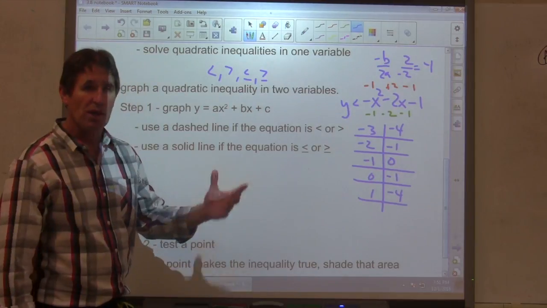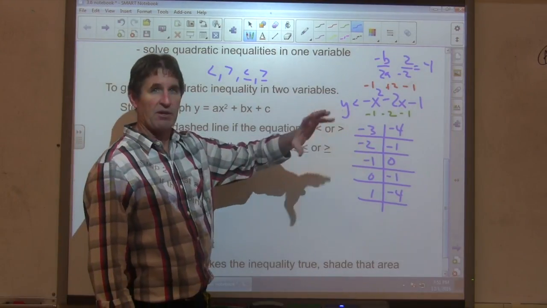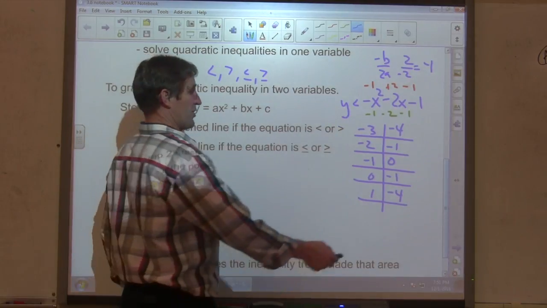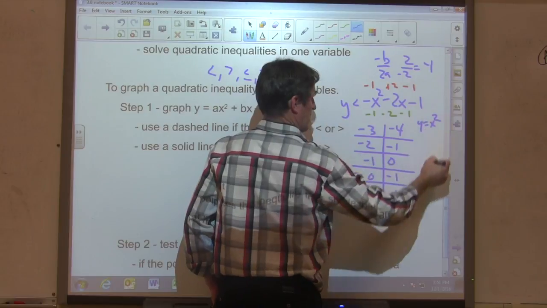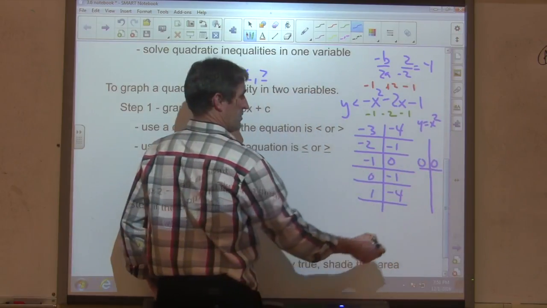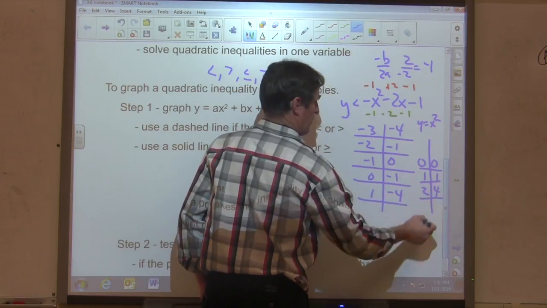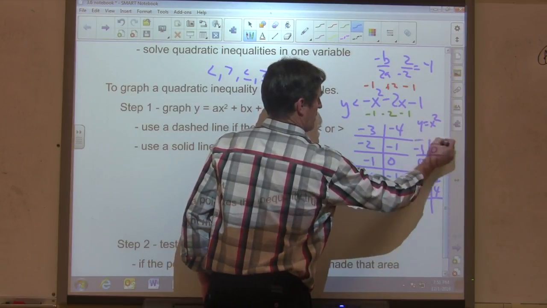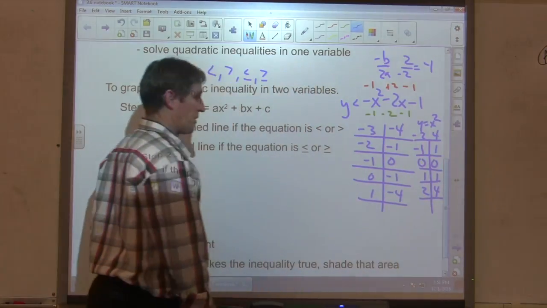Now there is a shortcut to do this. If we understand it, it makes it a lot faster. And that is if you go to our parent function, y equals x squared. So remember when we plug in 0, we get out 0. And when we plug in 1, we get out 1. When we plug in 2, we get out 4. And this is, again, symmetrical, so that's 1 and 4.